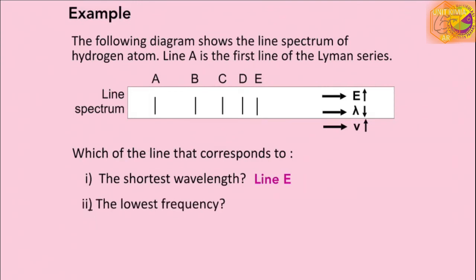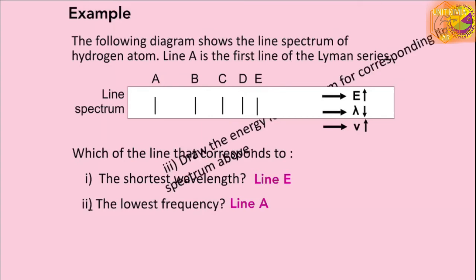Next, which of the lines corresponds to the lowest frequency? And again, as we can see on the line spectrum above, from A to E, frequency will increase. So the answer for this question is line A.